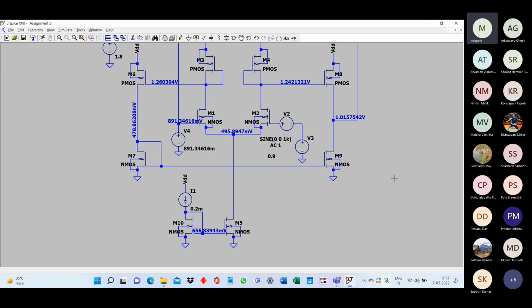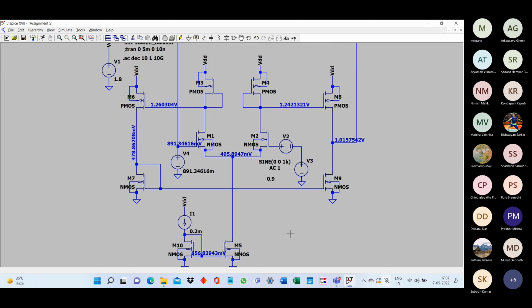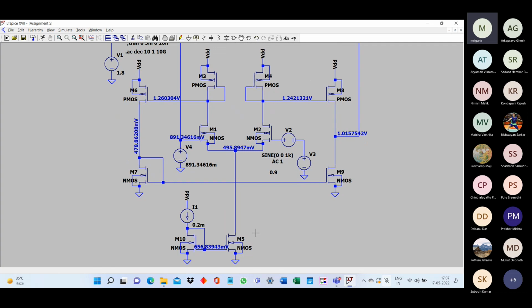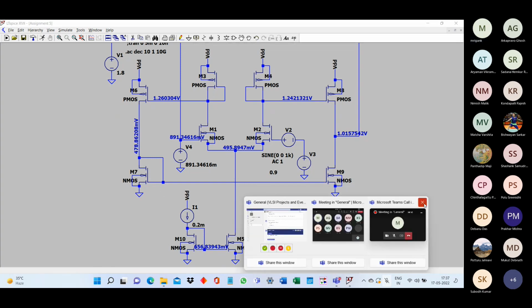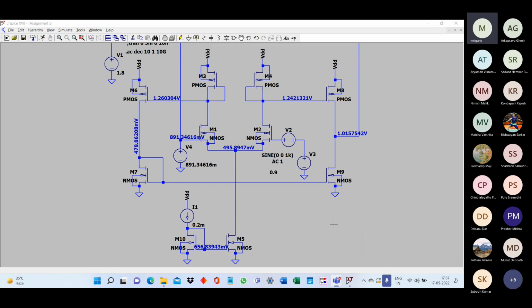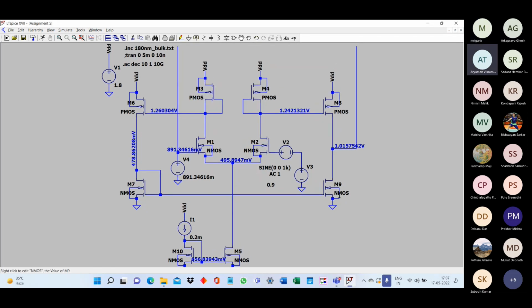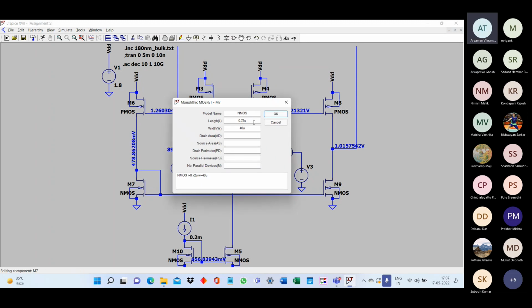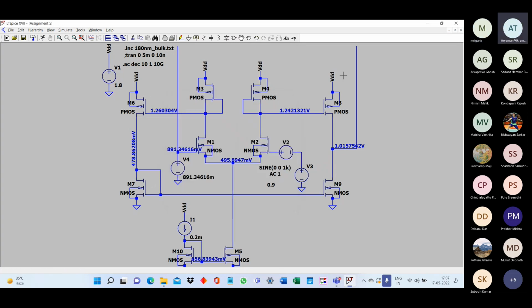No, I asked you to only increase the length, right? You're making changes very quickly without listening. So what is the W by L you have kept right now? For the two devices, M8, M9? I've kept the same ratio. I've just doubled each of the values. No, for what? Only M8, M9, or what? For M6, M7, M8, and M9. Okay.